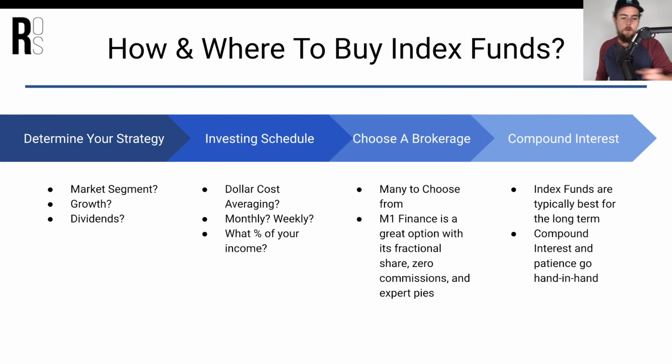So now let's cover how as well as where to actually buy index funds, and it sort of looks like this strategy right here. You start off all the way on the left, which is basically determining your overall investment strategy. So are you looking to invest in a particular segment of the market, for example, automotive or semiconductors, or are you looking to just simply own a broad market index like VOO, tracking the S&P 500.